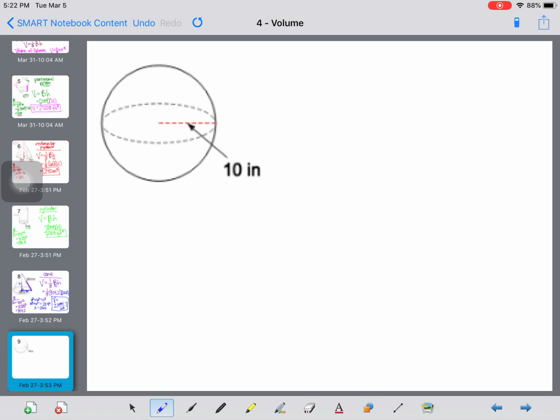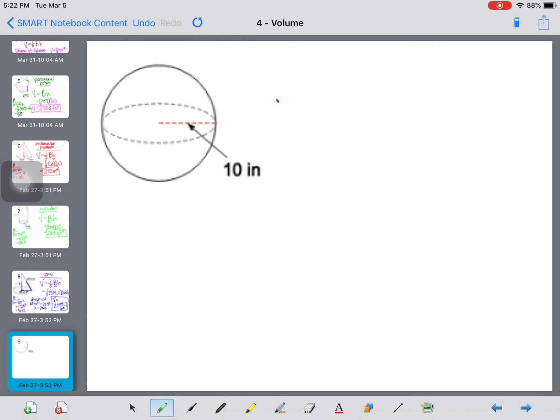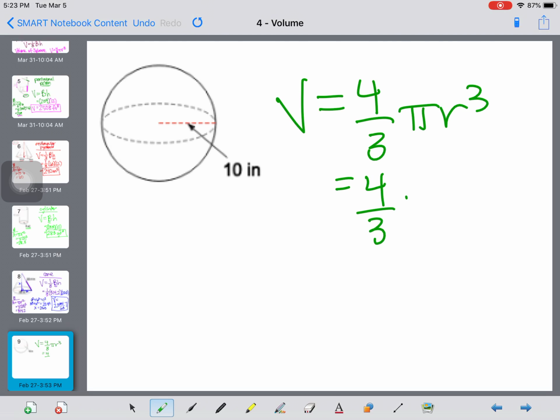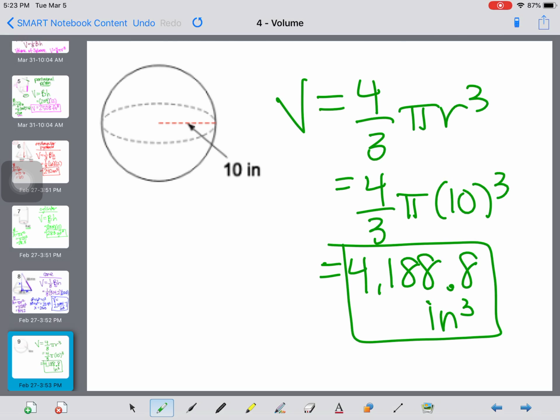For your sphere, this is like with most when we talked about before, mostly just a calculator problem. Once you know it's a sphere, you know it's 4/3 pi r cubed. I'm going to plug in my radius. When you type this in, you're doing 4 divided by 3 times pi times 10 cubed. And the number you should get out of your calculator is 4,188.8 inches cubed. So do make sure that you type that in and get that answer out correctly.